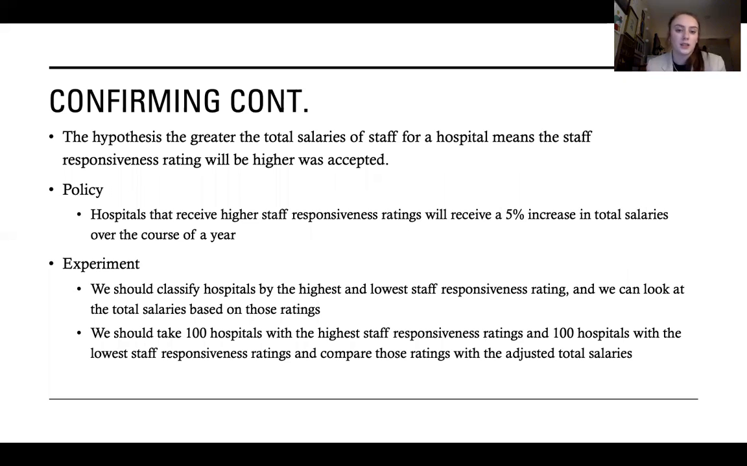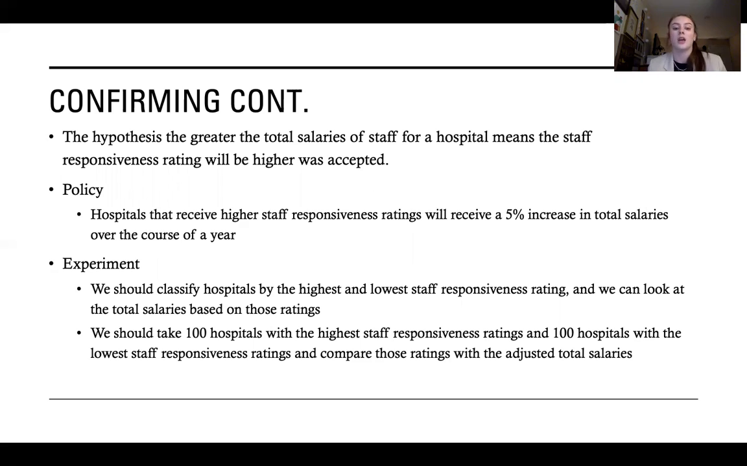And next in the confirming section, for my first hypothesis, it obviously was accepted. And in doing this, I created a policy that I think hospitals should follow. The policy is that hospitals that receive higher staff responsiveness ratings will receive a 5% increase in total salaries over the course of a year. In the experiment, we should classify hospitals by the highest and lowest staff responsiveness rating, and we can look at the total salaries based on those ratings.